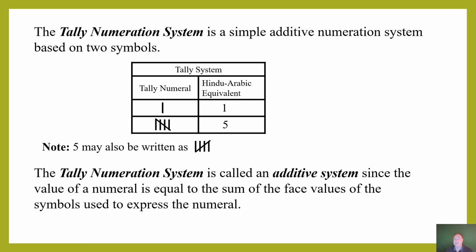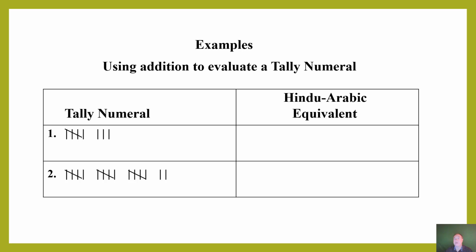The tally numeration system is called an additive system since the value of the numeral is equal to the sum of the face values of the symbols used to express the numeral. Examples: using addition to evaluate a tally numeral. Okay, number 1. If you look at that tally numeral, we have 5 plus 1 plus 1 plus 1, which would equal 8. If you take each one of the symbols, you have 1, 5, and 3 ones, makes 8.